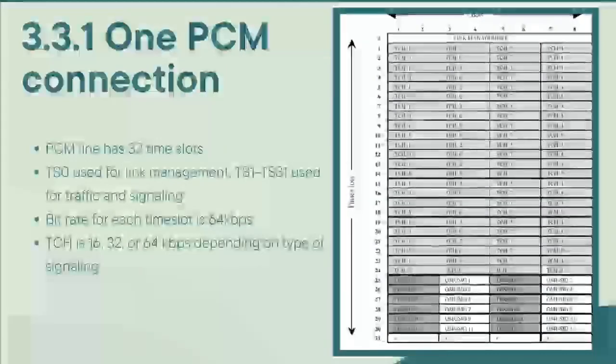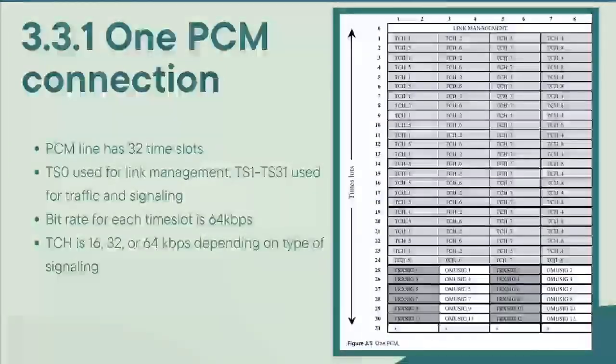So moving on to the next slide is about one PCM connection. As you can see from the picture on the right hand side, one PCM connection has 32 time slots, with TS0 used for link management and TS1 to TS31 used for traffic and signaling. The bit rate for each time slot is 64 kilobits per second, and the TCH, which is a traffic channel, can either be 16, 32 or 64 kilobits per second, depending on the type of the signaling.